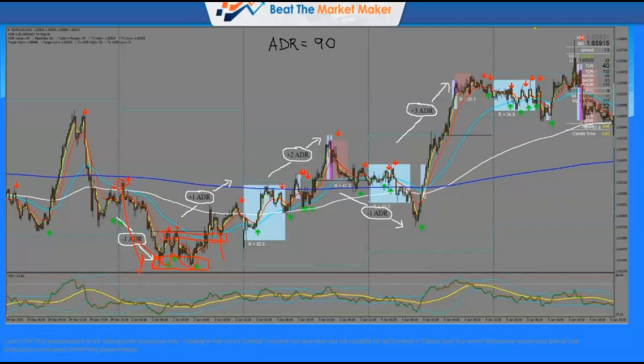How do I get an upside target? If I'm looking for a 1 ADR, which is 90 pips, I'm going to subtract this amount from this amount here. I'm going to subtract that. For argument's sake, it looks halfway. Let's say it's 45 pips. Okay, so I'm going to enter here. My upside target is 45 pips.